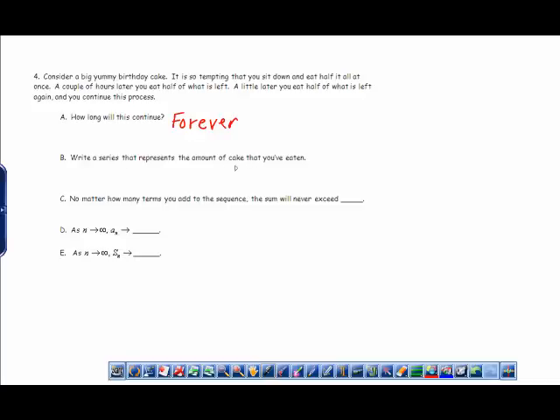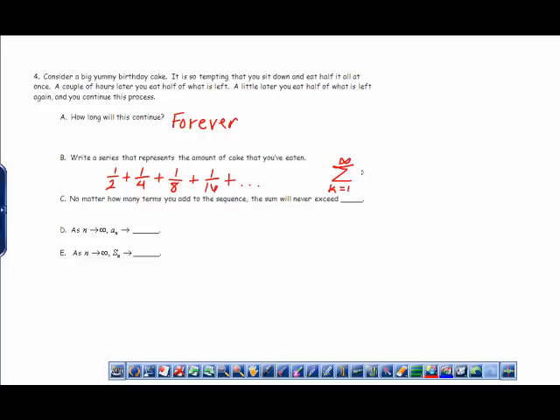So it says, write a series that represents the amount of cake you've eaten. So remember, you first eat a half of the cake. And when you eat the half of the half, that's going to be a fourth. So I'm going to add, because you've eaten all this, so we got to add it up. Then what you're eating is an eighth, then a 16th, and so on. Okay, now if we want to write this in sigma notation, we're going to start with 1, and we're not going to stop, so we're going to put infinity.